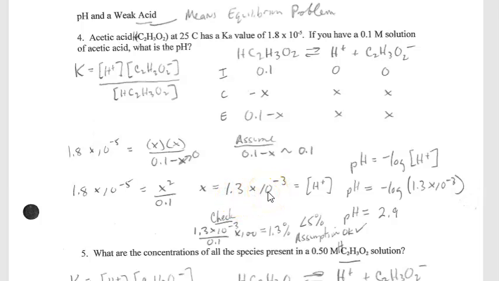I'm not done. Remember, we were asked what's the pH. I have to go ahead and put that into the expression. I get a pH of 2.9. And then finally, you should check to make sure that it's less than 5% as far as ionization, which I'm just taking now the concentration of the H plus, dividing it by the concentration of the acid to start, times 100, and we're good. This is a classic weak acid calculation.